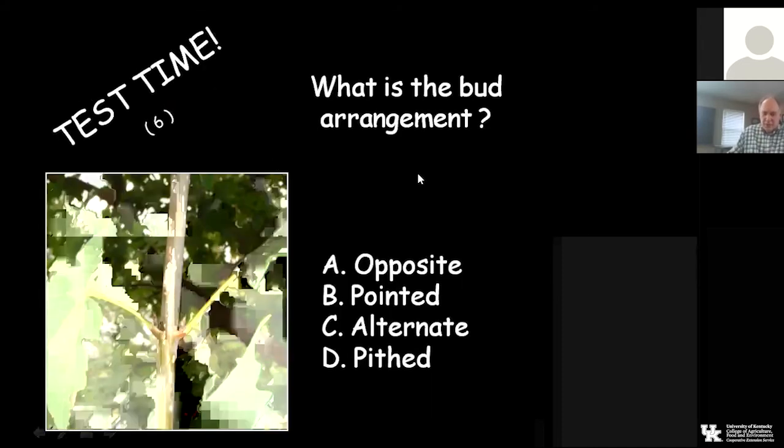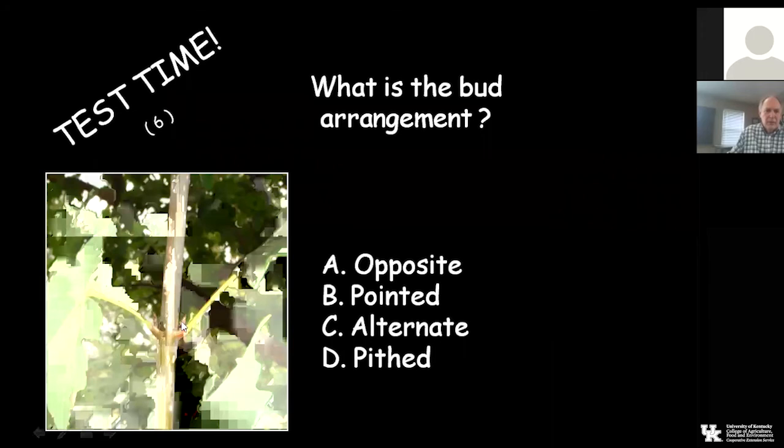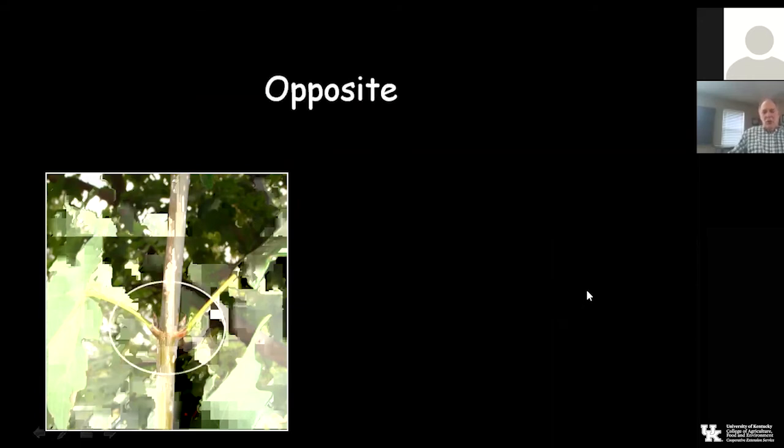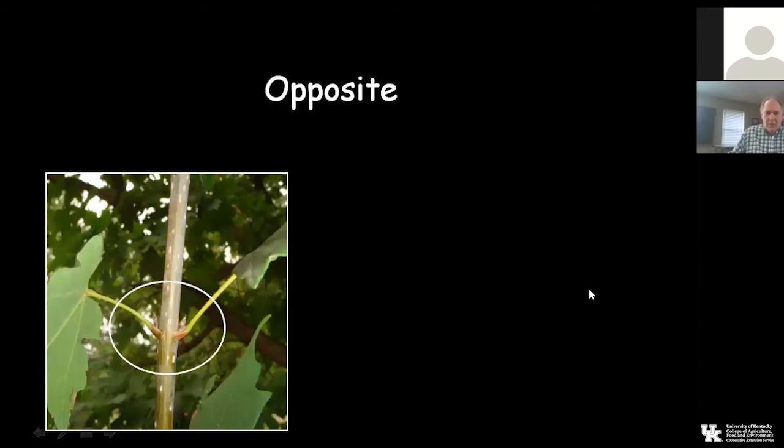Number 6, what is the bud arrangement? Let's look for the buds. Okay, here's a bud, there's a bud. They're right across the street from one another. So is it opposite, pointed, alternate, or pith? It is opposite. You are correct. Opposite. Opposite arrangement.